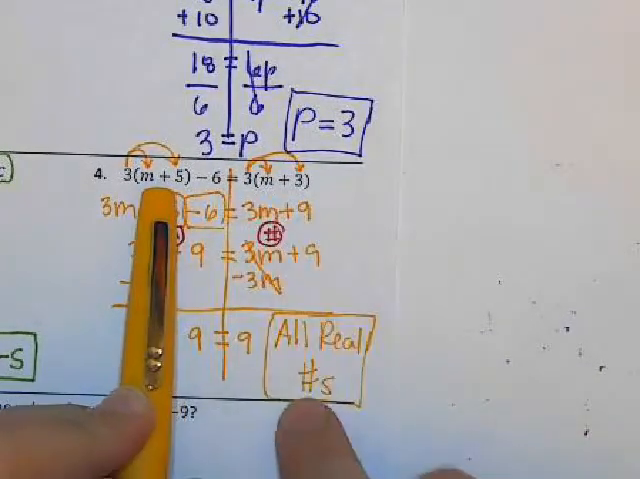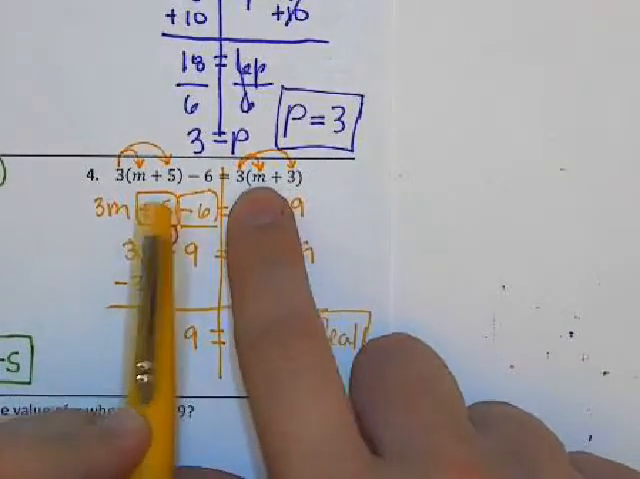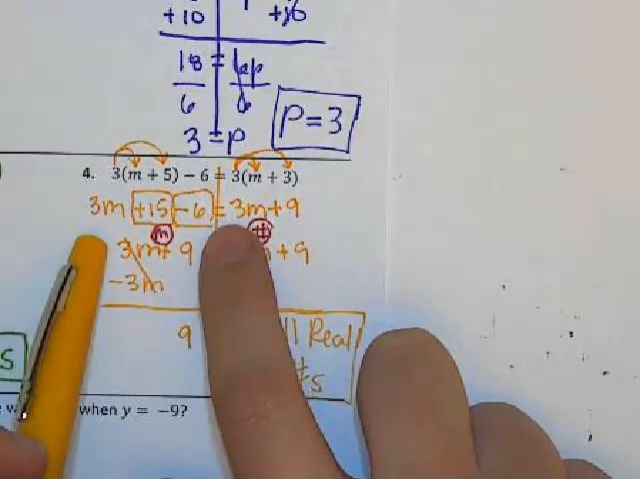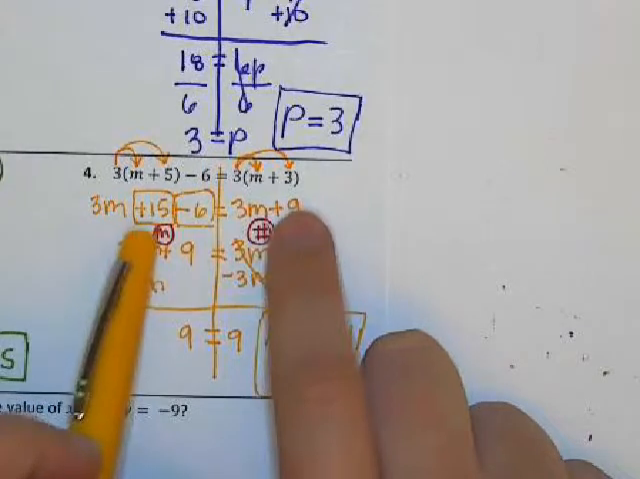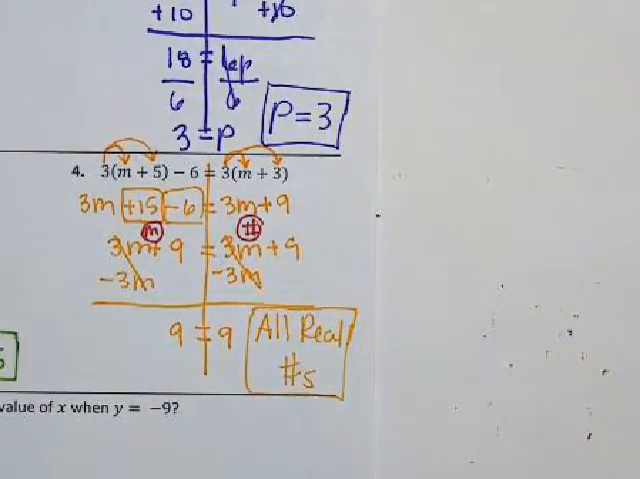If it's all real numbers, you could plug in any number. If it's no solution, there's nothing that you could plug in to get the same number on each side. Questions? You're going to have one on your practice today that's going to be a no solution problem, so look out for that. All right, number 5.